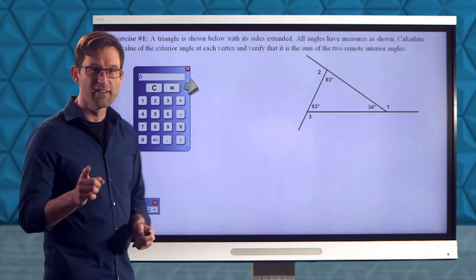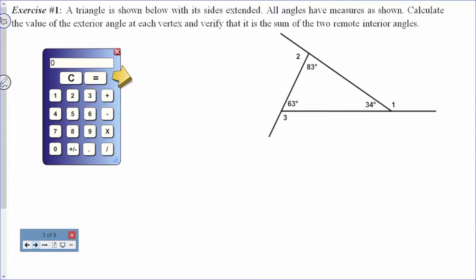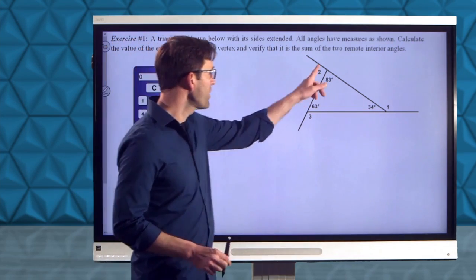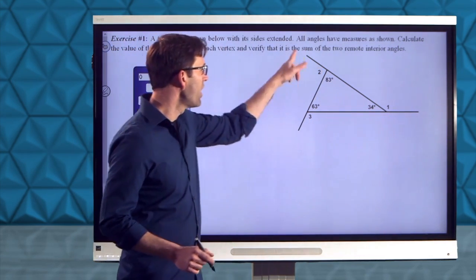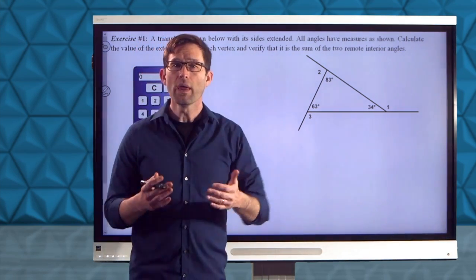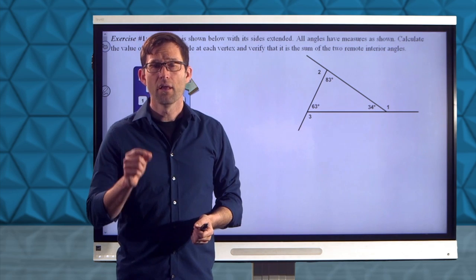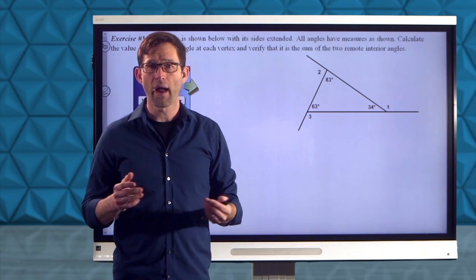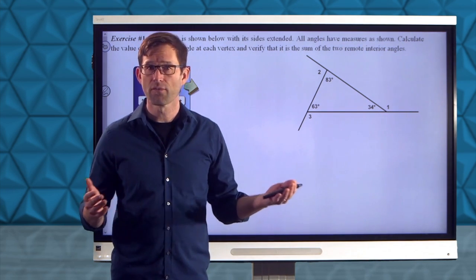All right, exercise number 1. A triangle is shown below with its sides extended. All angles have measures as shown. Calculate the value of the exterior angle at each vertex and verify it is the sum of the two remote interior angles. All right, so in other words, I've got this triangle and each side I've extended and that creates new angles. Now, we can calculate the value of each one of those exterior angles by simply subtracting from 180.